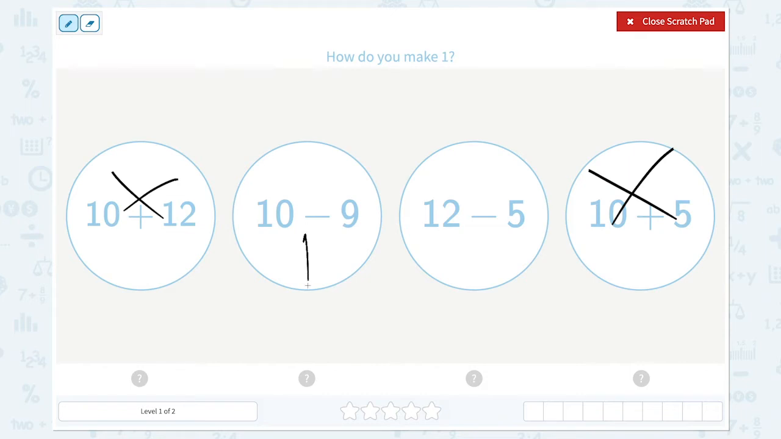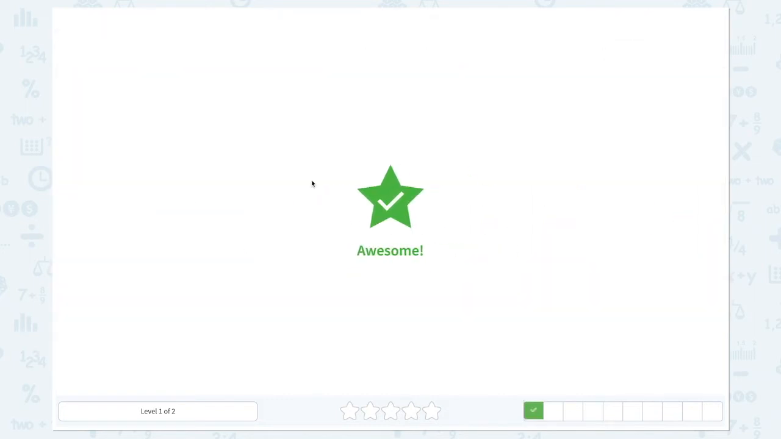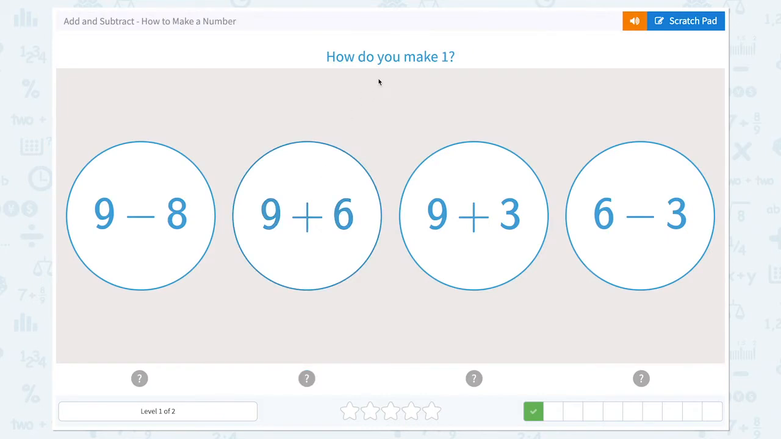which is 1. 12 minus 5 is equal to 7, so this is not the right answer. So 10 minus 1 makes 1. Awesome! How do you make 1?